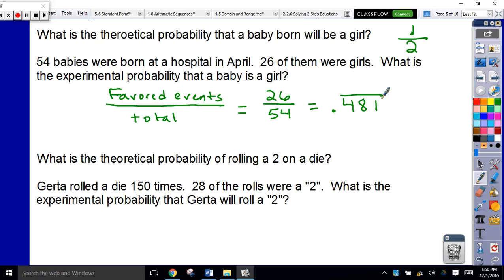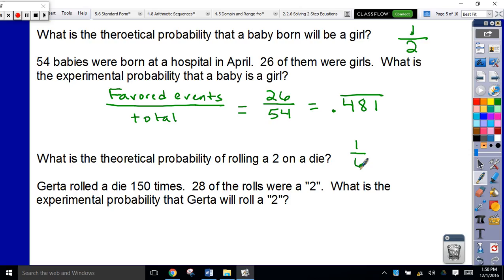Let's look at an example with some dice. What is the theoretical probability of rolling a 2 on a die? So forget all this information down here, just look at this. What is the theoretical probability of rolling a 2 on a die? We had this in the warm-up. Tony? 1/6. 1 out of 6.